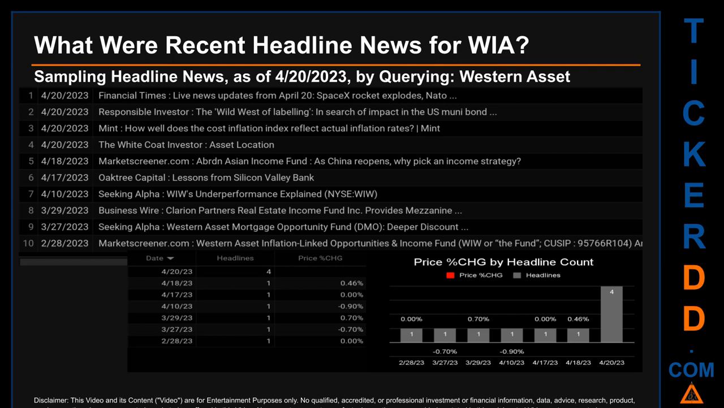The oldest publication was on Tuesday, February 28, 2023, 2 months and 23 days ago, when MarketScreener.com published the headline that read, Western Asset Inflation Linked Opportunities and Income Fund, WIA or the fund, CUSIP 95766R104, announces notification of sources of distributions. The latest publication date was the day with the most found headlines. I have not yet received pricing data for that day, so cannot calculate the day's percentage change in price.